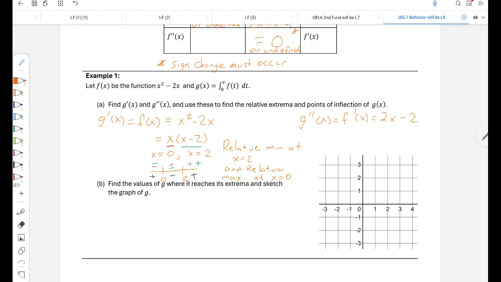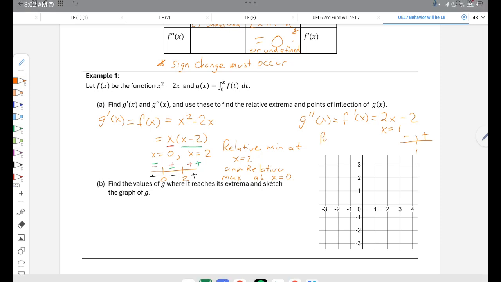Second derivative for point of inflection, just a linear function. What x makes that 0? 1, right? The sign chart there is really easy as well. That 2x minus 2 is going to be negative before you hit 1 and then positive after, right? If I put something smaller than 1 in, I'm going to be subtracting 2 away from something smaller than 2, which gives us a point of inflection.